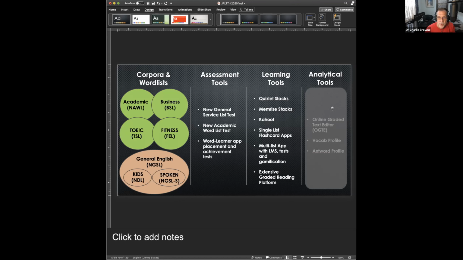Rob Waring and I have also made a free extensive reading website known as ER Central, ER standing for extensive reading. So if you look for that.